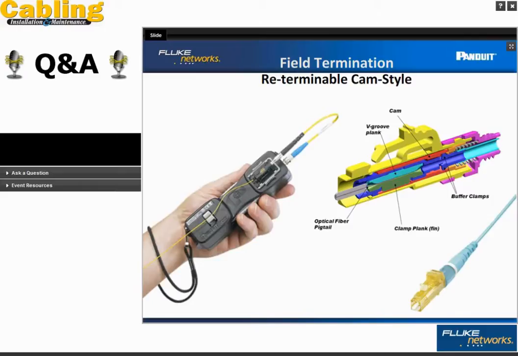Thanks, Robert. Another one for you asks, from the standpoint of an installation contractor conducting certification, my customers only demand Tier 1 testing done with a light source power meter. What is the risk of performing Tier 1 only and not performing Tier 2 testing?